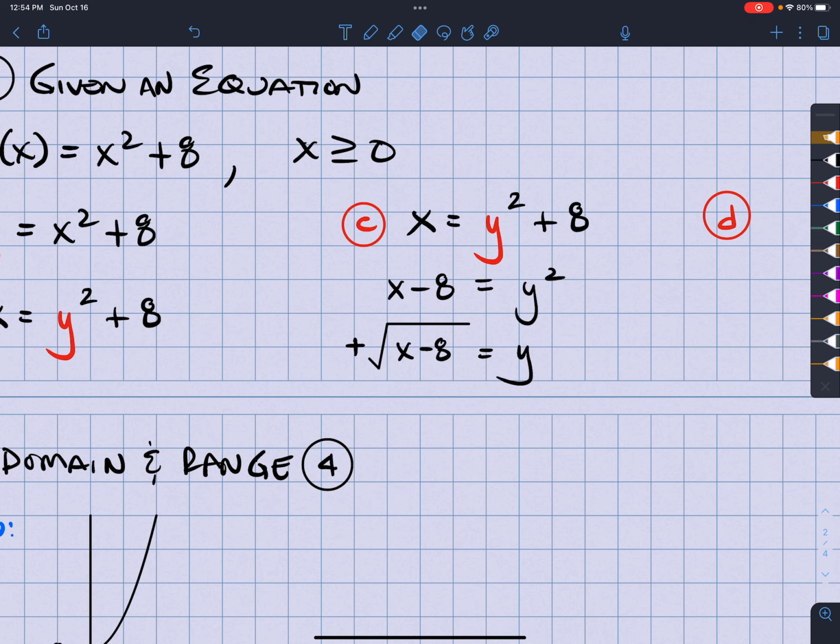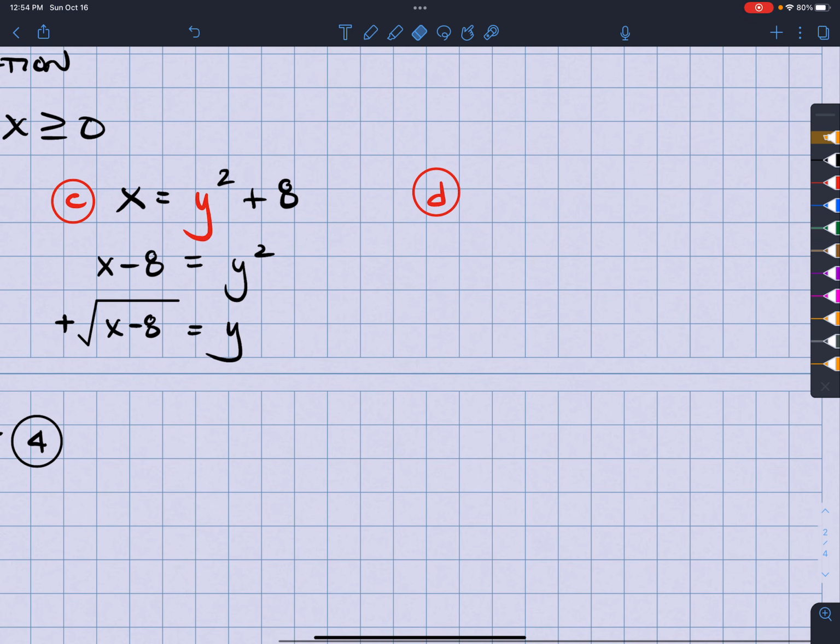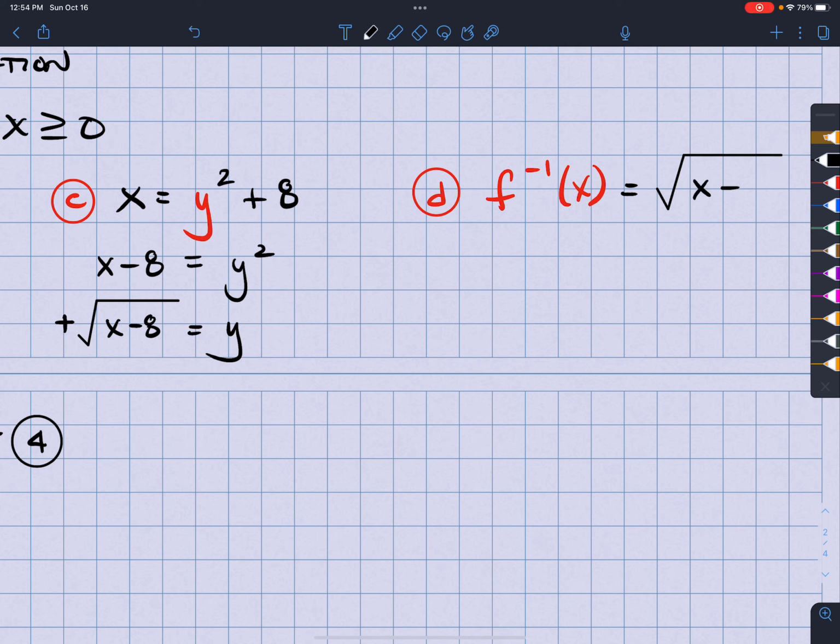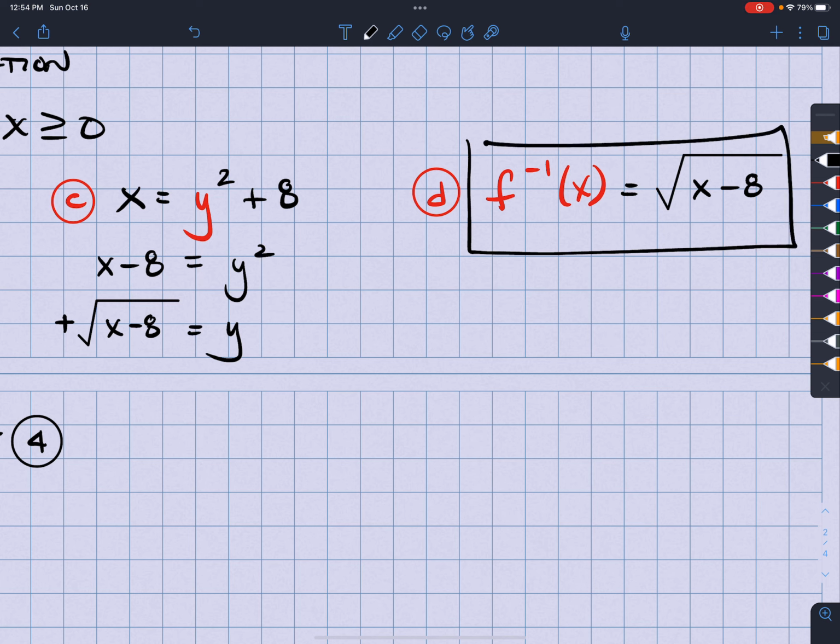Okay. Now that I've got that part done, and here's the thing. If you ever graph the plus and minus, you'll see which part of it needs to go away. And I'll show you in just a second as well. All right. Now, part D says to replace the y with f negative 1 of x. And that's going to equal the square root of x minus 8. And that will be my inverse function.